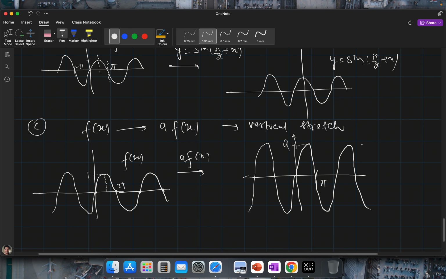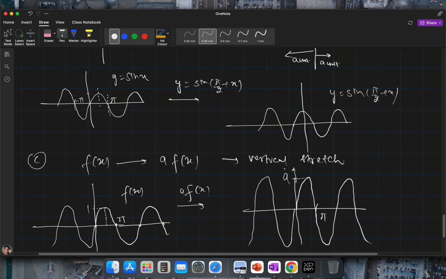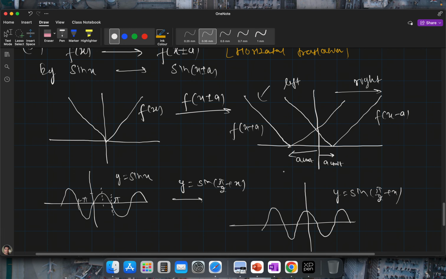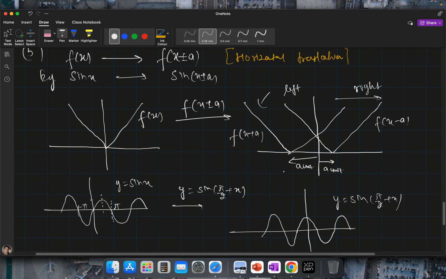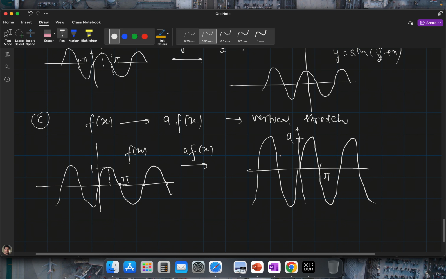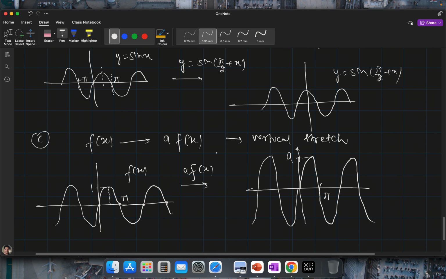In the previous example, the sine example, the independent variable was shifting, and in this current example, the dependent variable is shifting. Yes, you can say that.